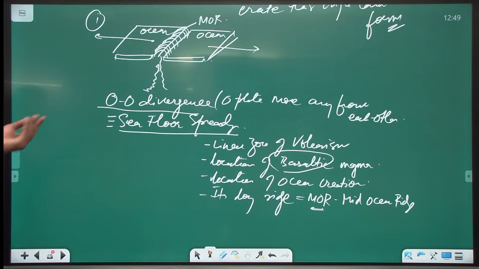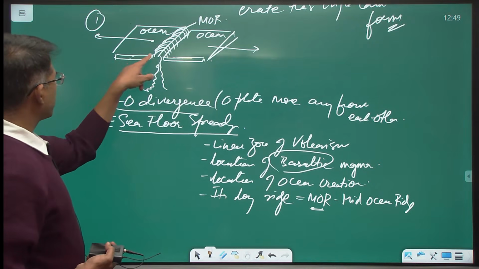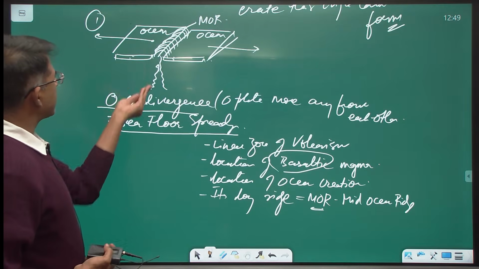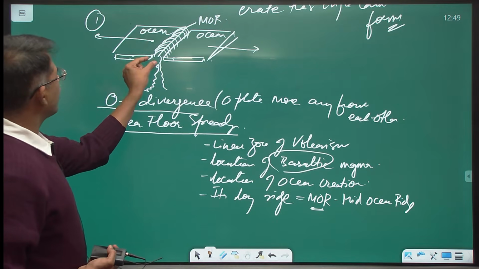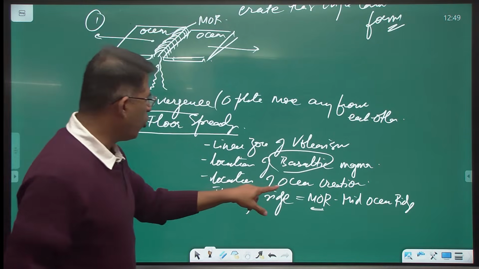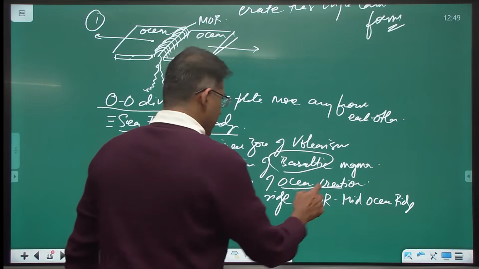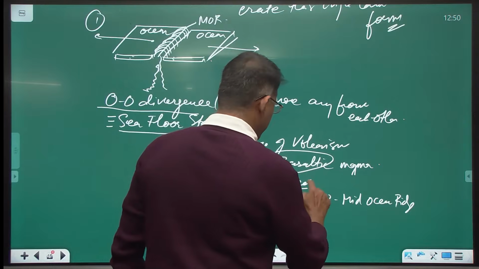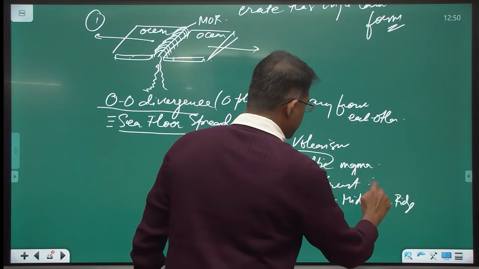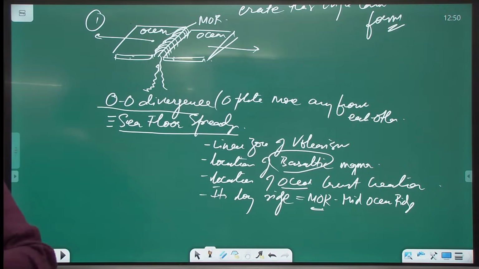So this magma coming out is basalt, and the ocean is also basalt. That's why I'm saying, with this magma coming out, we have got a new ocean formation here. Okay, so it's the location of ocean creation. Ocean means ocean crust. The location of ocean crust creation. And the long ridge, the long mountain, is called the MOR. The MOR system is the mountain.